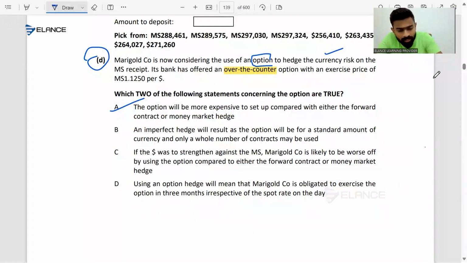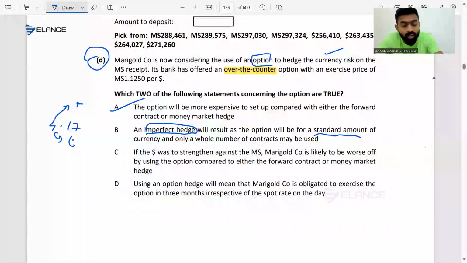Now, next one: an imperfect hedge, that means under-hedge or over-hedge, will result as the option will be a standard amount of currency. Only a whole number. We can't go for 4.17. We have to settle with 5 or 6, or 4 or 5. This was what we discussed at the time of the standardized discussion.